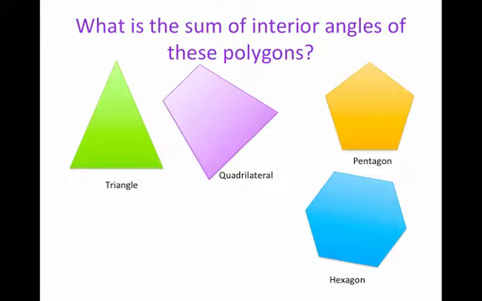So the first thing we're going to talk about is what the sum of interior angles of polygons are. First of all, just to clarify, when I say interior angles, I hope we all know that, for instance, in a triangle, this is an interior angle, this is an interior angle, and this is an interior angle. And so I'm asking what the sum of all of those angles are.